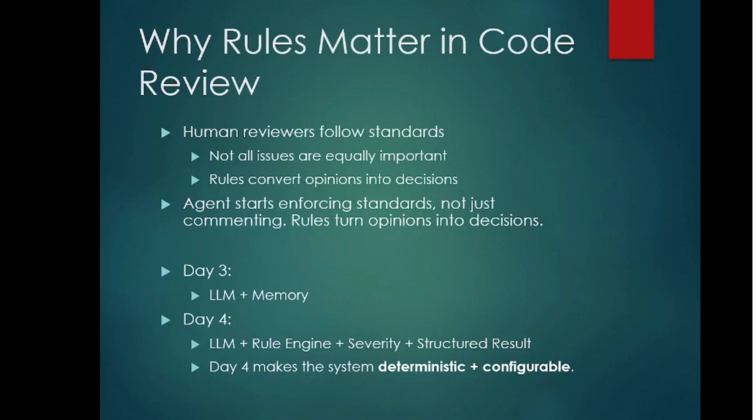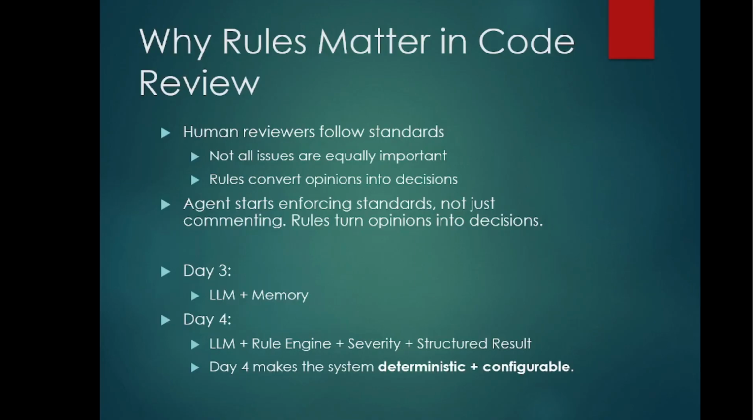So why do rules matter in code review? The human reviewers follow standards, right? We have a general checklist. Against the checklist, we do the PR reviews and everything. And all issues are not equally important. It may be simple, it may be complex, it may be moderate, maybe a showstopper. So rules convert opinion into decisions.